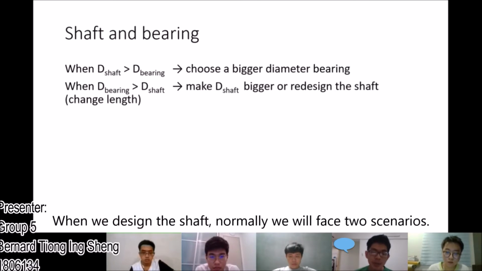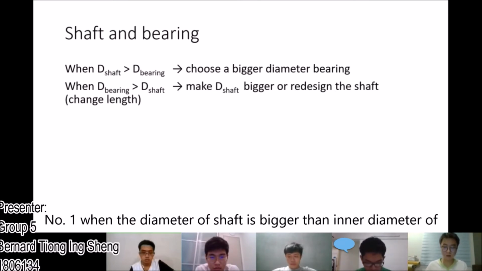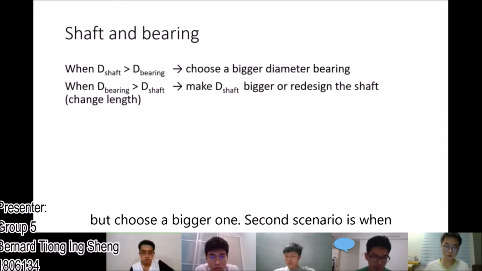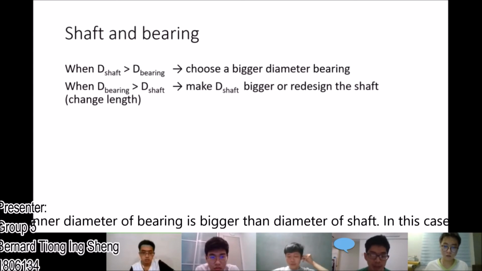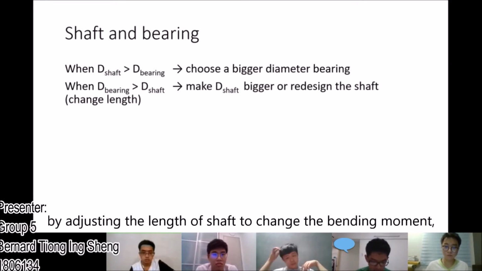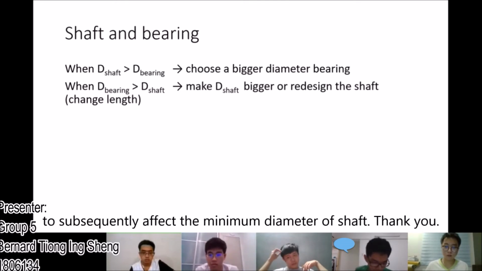When we design the shaft, normally we will face 2 scenarios. Number 1, when the diameter of shaft is bigger than inner diameter of the corresponding bearing, then we won't use that bearing, but choose a bigger one. Second scenario is when inner diameter of bearing is bigger than diameter of shaft. In this case, we will make the diameter of shaft bigger or redesign the shaft by adjusting the length of the shaft to change the bending moment to subsequently affect the minimum diameter of shaft.